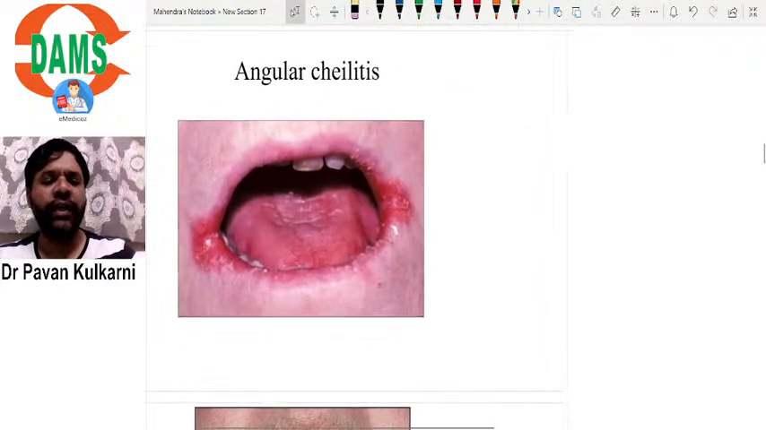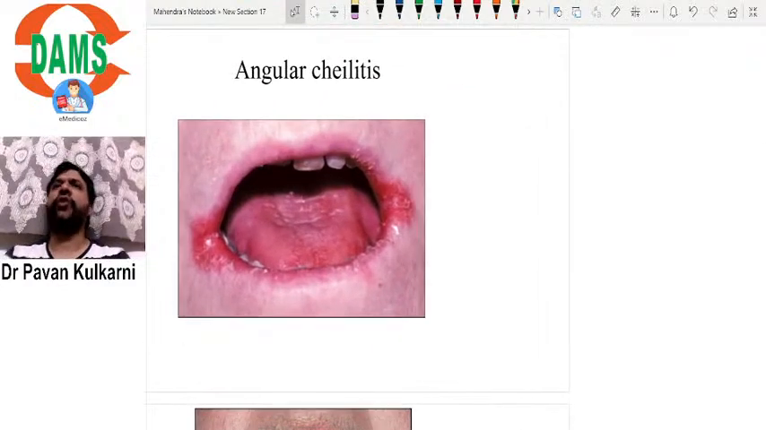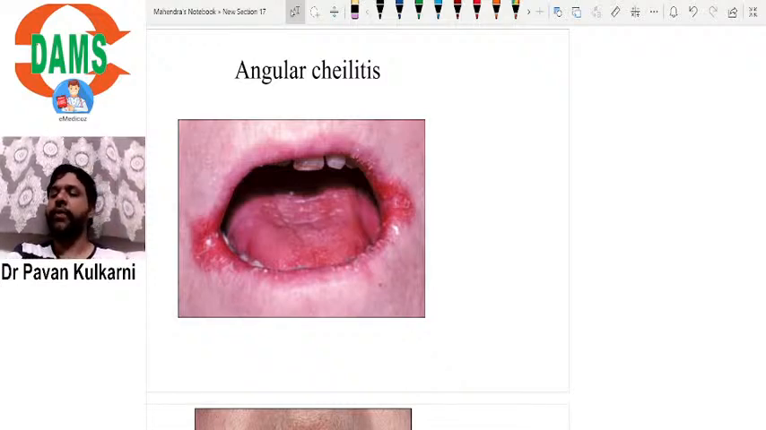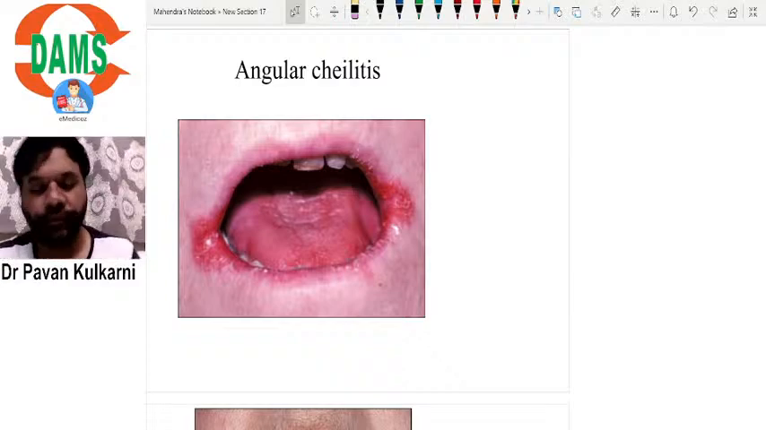Now this is angular cheilitis, which is also known as perleche. Very frequently we call it perleche. Remember, I am covering this in fungal infections because it is caused by Candida. It is also caused by Staphylococcus. Remember that. So there are two organisms, one is Candida, one is Staphylococcus. Both of these can cause this angular cheilitis.